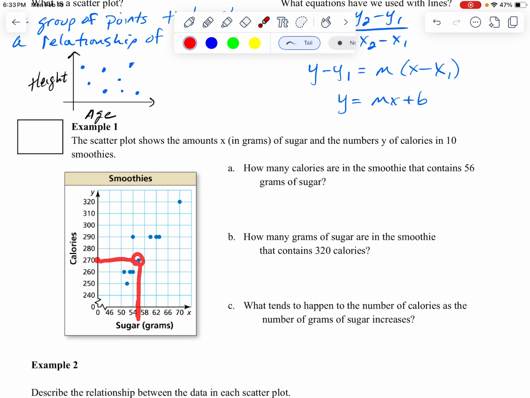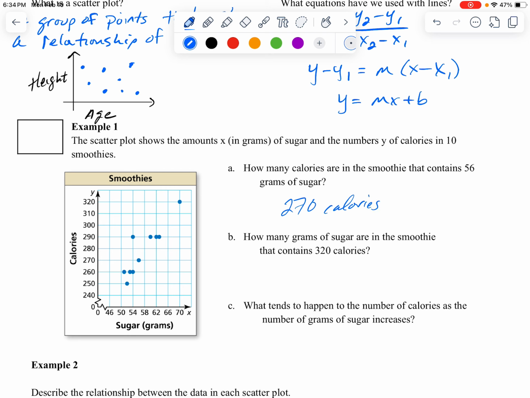Just like we would if this was a coordinate grid and this was a point, we're just finding the x and the y values of that point. If I give you one of those values, you can find that point and then trace to the other value. So this should be 270 calories.